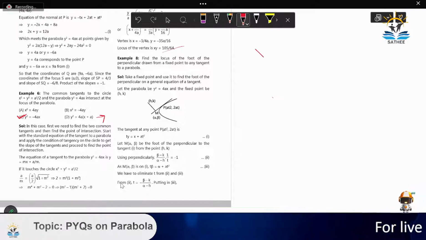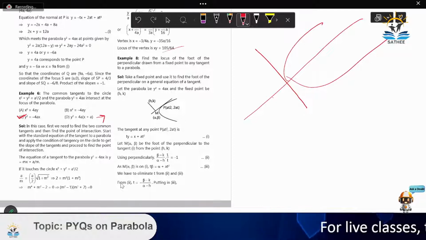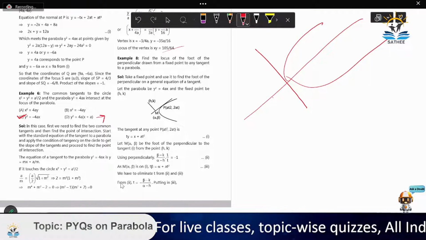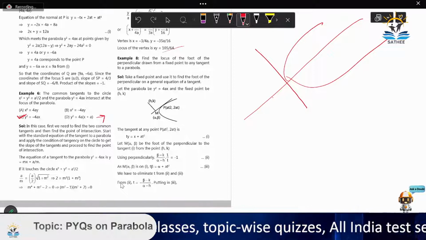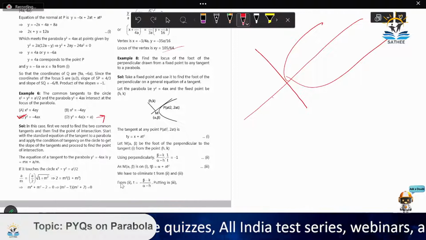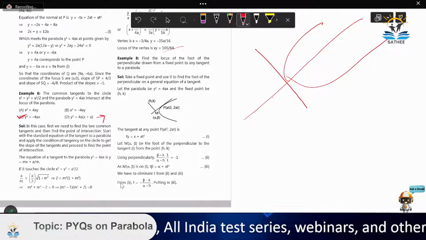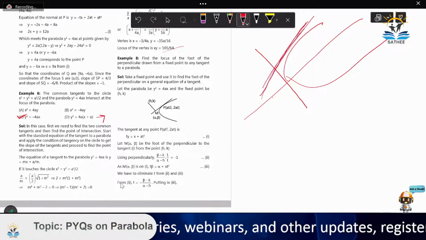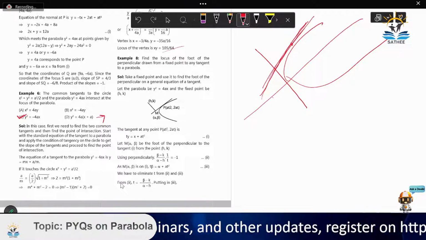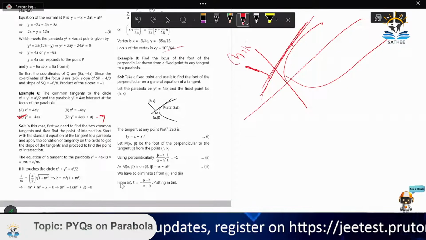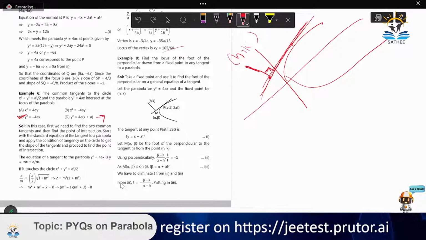Okay, so let us repeat that. We have a parabola, locus of a foot of a perpendicular. So let's take a fixed point, and that is the tangent to the parabola. So the foot of the perpendicular drawn from a fixed point to any tangent. Okay, so there is any tangent. I've drawn a random tangent, and I have drawn the foot of perpendicular from a fixed point. Let that fixed point be h comma k, and I have to find the locus for this.